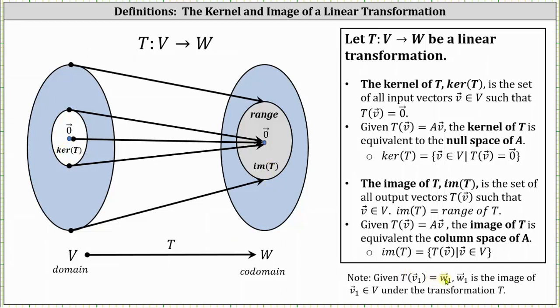I do want to make a note. If we are given T of vector v1 equals vector w1, we say vector w1 is the image of the vector v1 under the transformation T. But notice here we're referring to the image of a single vector, whereas when we talk about the image of T above, we're talking about the image of the entire transformation. Let's take a look at a couple of examples.